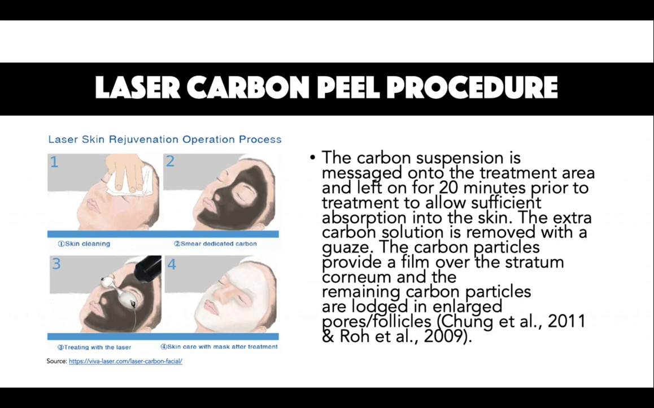Carbon laser peel procedures. The carbon suspension is massaged onto the treatment area and left on for 20 minutes prior to treatment to allow absorption into the skin. The extra carbon solution is removed. The carbon particle provides a film over the stratum corneum, and the remaining carbon particles are lodged in enlarged pores and follicles. Carbon particles rapidly rise in temperature when they absorb high peak powers of laser energy in an ultra-short pulse, for instance 5 nanoseconds, with extremely high photon intensity in the milliwatts range.